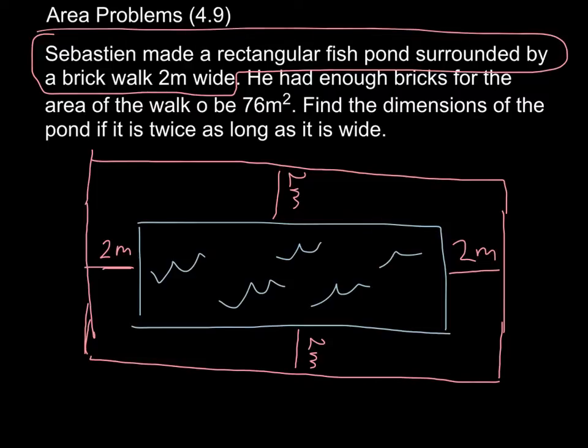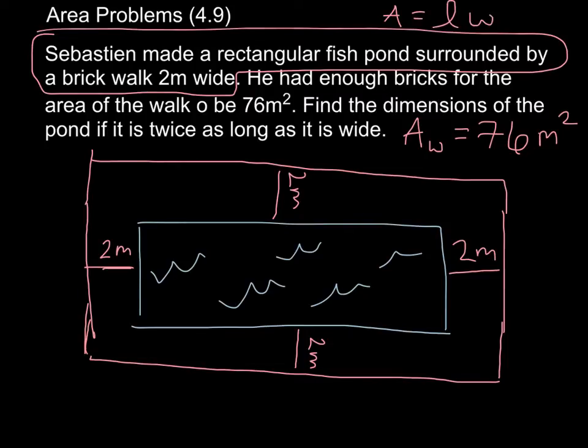Now, we see that he had enough bricks for the area of the walk to be 76 meters squared. So I'm just going to denote that right here. The area of the sidewalk is 76 meters squared. And I know that the area of a rectangle is length times width. So I'm just going to note that up here. The area of a rectangle is length times width.